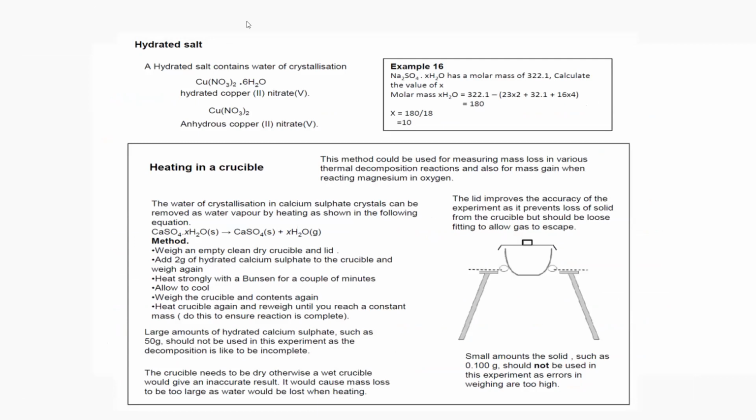Hydrated salt means the salts which have water of crystallization. Basically, we know salts are solid at room temperature. But some of the salts have a tendency to trap the water molecules in the lattice. It's not like a dissolved salt, it will be solid, but it actually traps the water molecules inside, and we call that type of salt a hydrated salt.